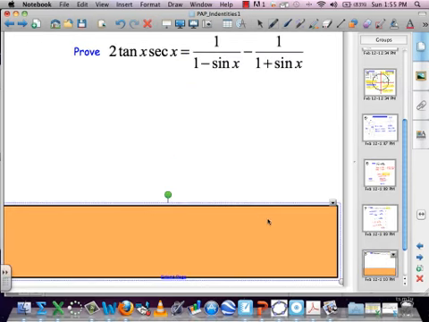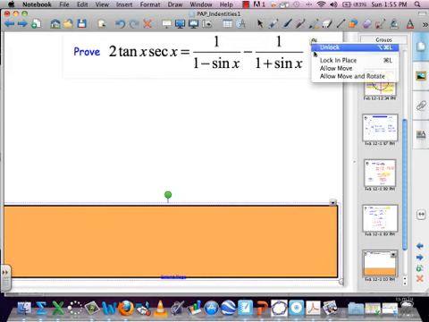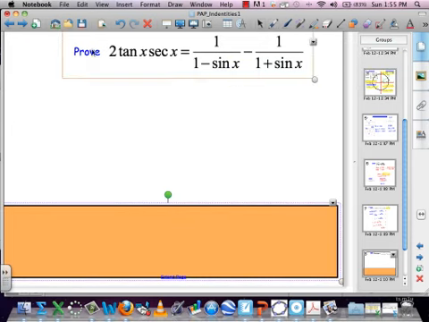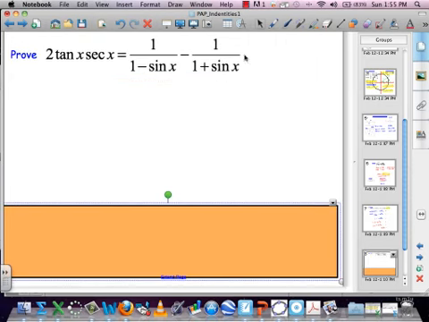Let's do another example, and then I'll give you two to do for your entrance ticket here. Here I want to prove that 2 times the tangent of x times the secant of x is the same thing as this over here. You don't always have to work with the left. You can work with the right side, and that's what I'll do here: I'll work with the right side until it looks like the left. Let me unlock this because I want to bump this over here. I'm going to need some room, I think.